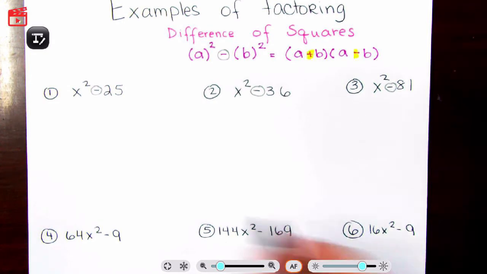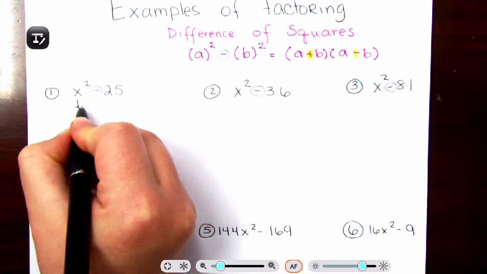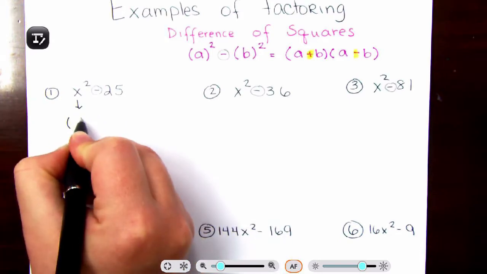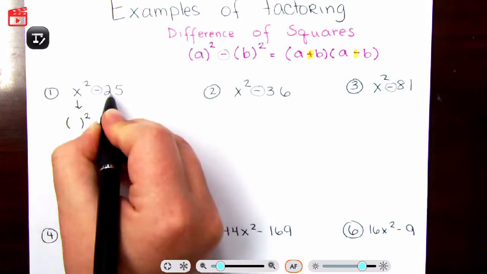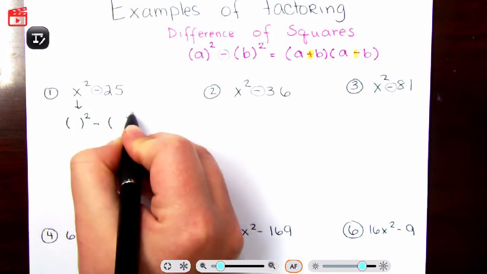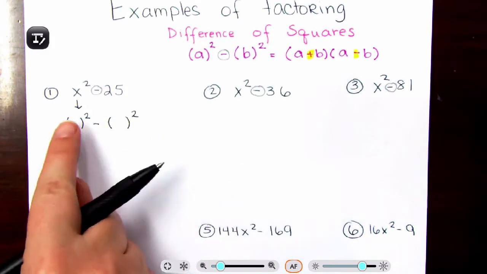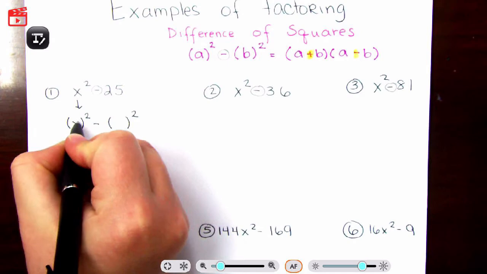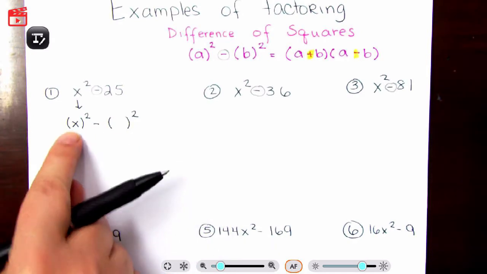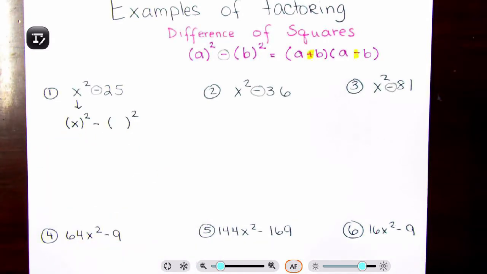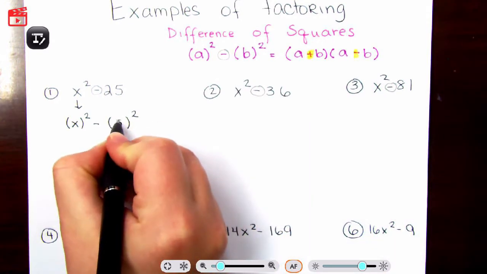All right, let's go ahead and jump into example number 1. For x squared minus 25, can you rewrite it as something squared minus something squared? And in fact, we can. x squared is just x squared, but this time we're writing x in a bubble, then we have the squared on the outside. 25 is 5 times 5, which we can rewrite as 5 squared.